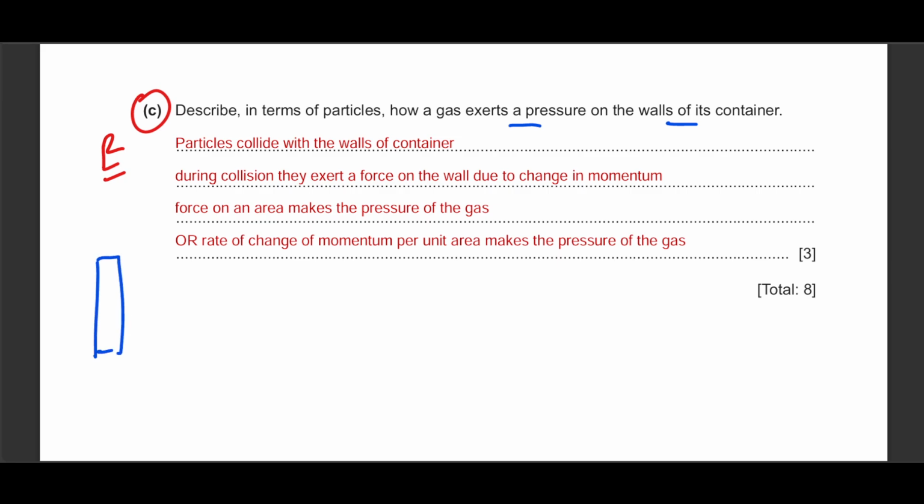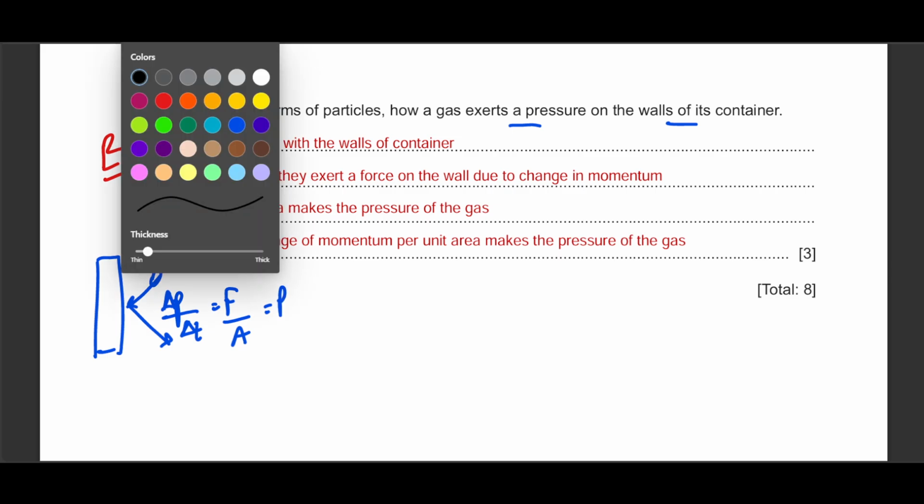So this is the wall, the particles are colliding, and then they're bouncing off. When they do that, they experience a change in momentum. A change in momentum in a certain time, which leads to force. And force on an area becomes pressure. This is the entire story. So how to justify that?